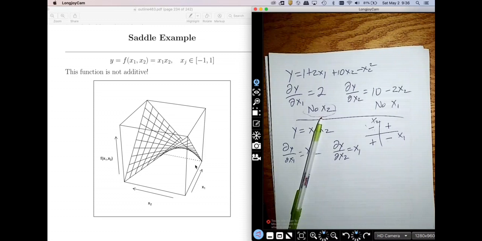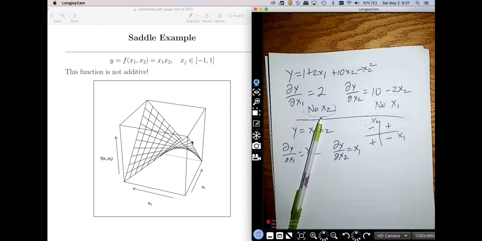I think that's kind of obvious if we look carefully at this plot. Let's fix our x1 way back here. If x1 is back here, how does x2 affect y? The answer is, well, it goes down. As x2 gets bigger, y gets smaller. What happens if I have a very large x1? Well, as x2 gets bigger, y gets bigger. That's this wire in the wireframe, if you will.